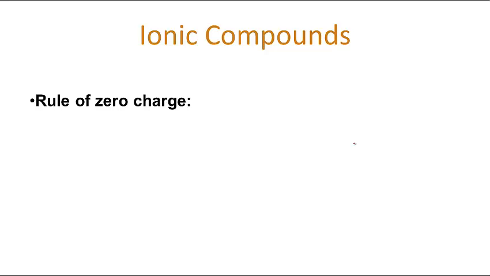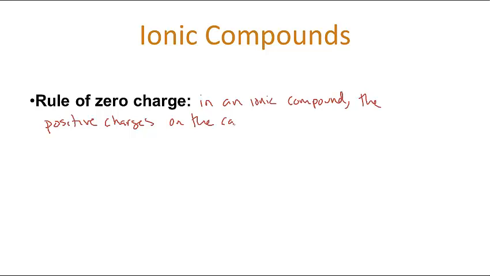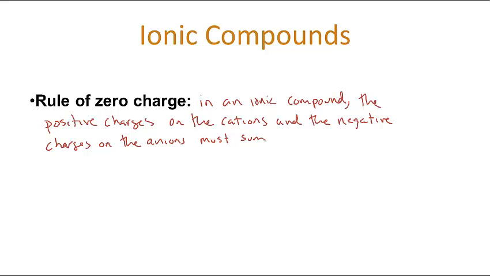So the rule of 0 charge. In an ionic compound, the positive charges on the cations and the negative charges on the anions must sum up to 0. There can't be a net charge on an ionic compound.